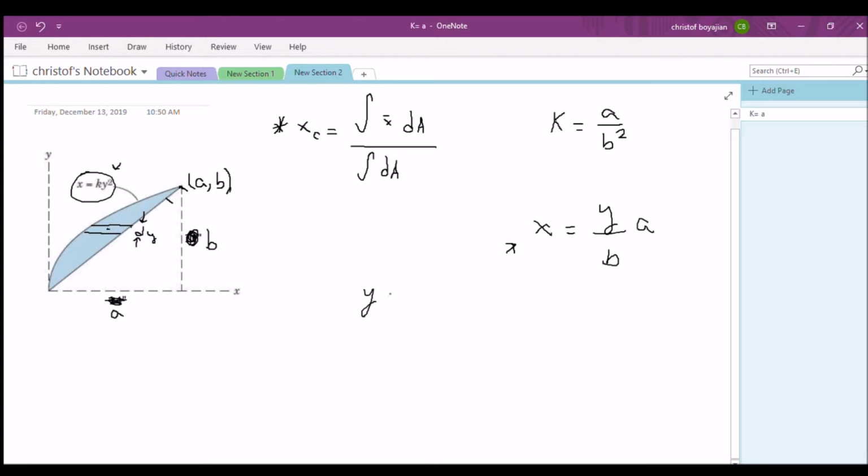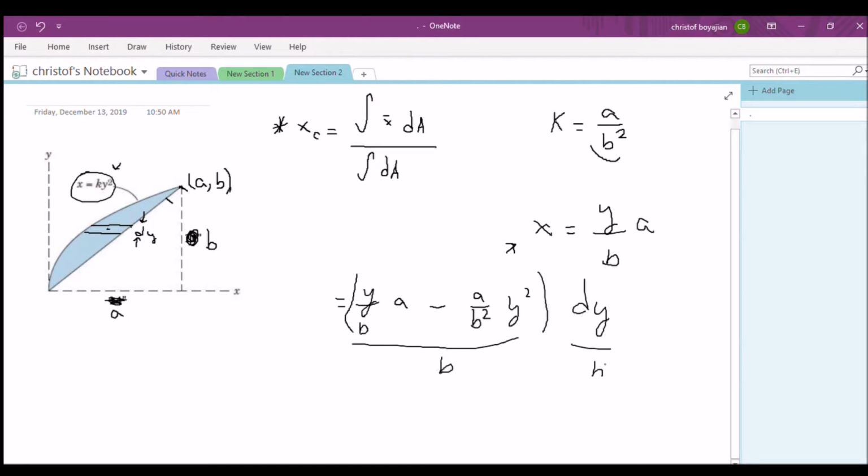So we have y over b times a, minus this equation, which should be ky squared, but I'm going to replace k with this value right here. So k, as we said, is a over b squared times y squared. And this is our dA, and we need to multiply that by dy because this is our base. This whole thing right here, this is our base, and then this is our height. So I'll just say b is base, h is height. Okay, so that's our dA.